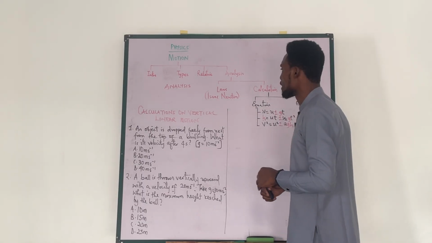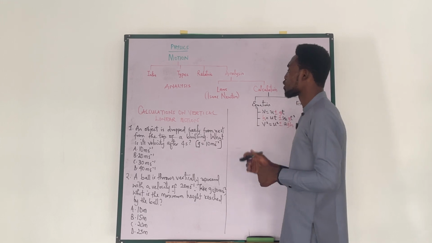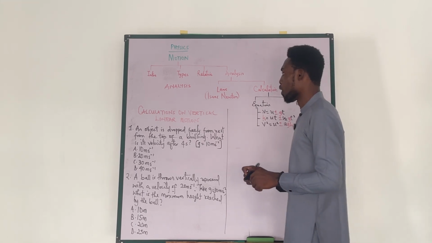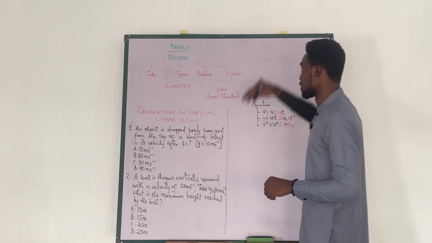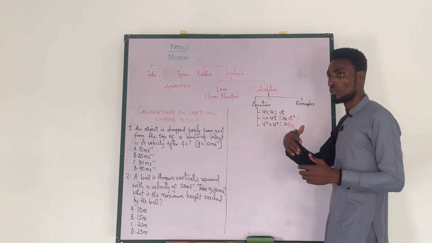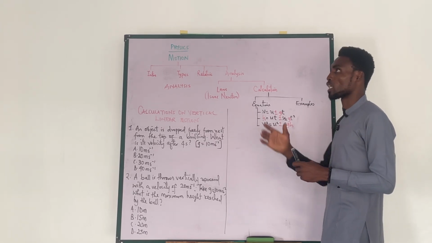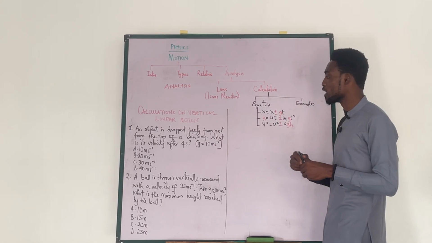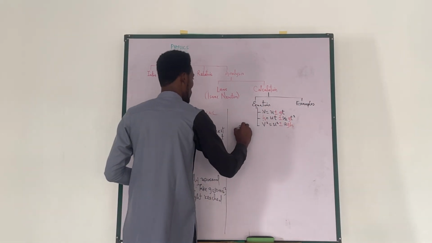See question 1. It says an object is dropped freely from rest from the top of a building. What is its velocity after 4 seconds? So that means the body was high up there, for example, like a fruit that just dropped down after being ripened. That fruit has been up there for long. It was not moving, so the initial velocity is what? 0. So we are solving question number 1 now.